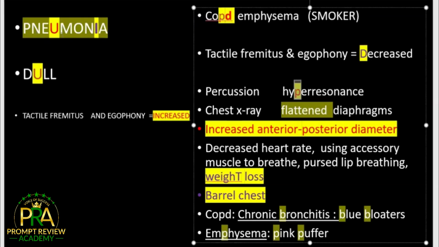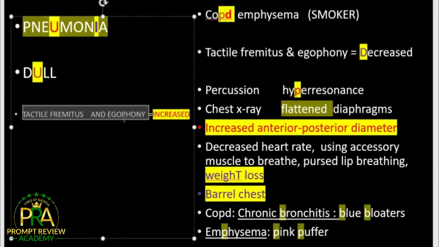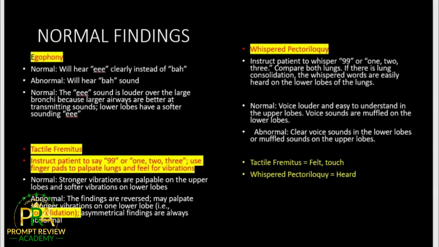In pneumonia, I is increased. Just use the letter I. So the tactile fremitus and the egophony will be increased. I already explained all those things. If you remember what I explained in the normal findings, E is egophony. You tell the person to say E. If they say A, then there is a problem.